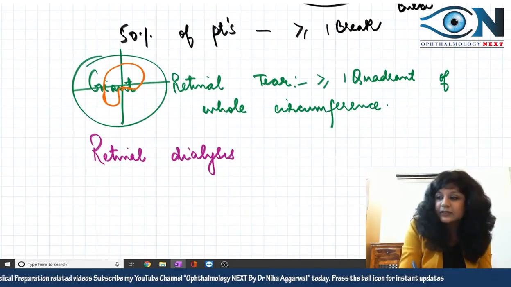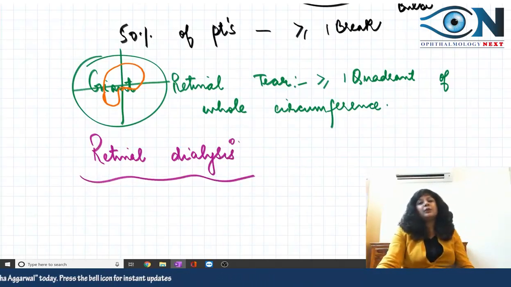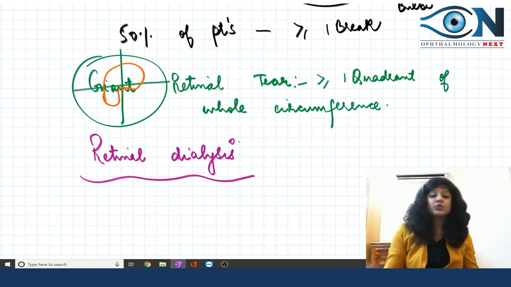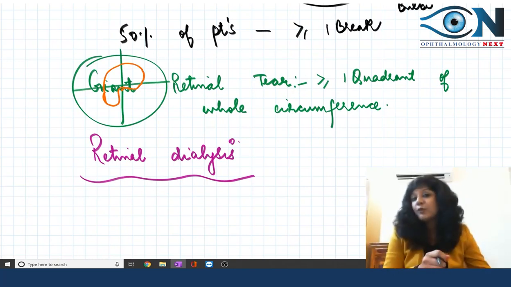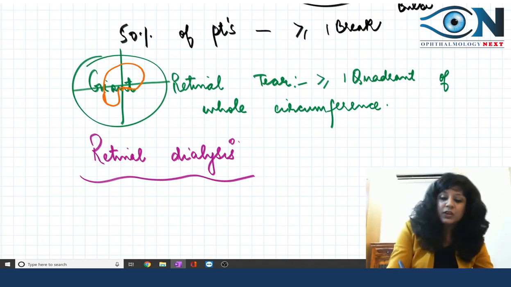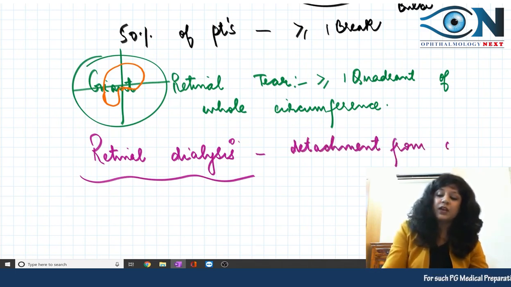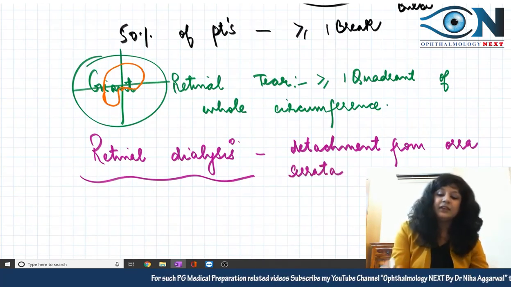Retinal dialysis. Now, retinal dialysis, if you remember when I told you about iridodialysis, it is always a detachment from its root. So, retinal dialysis is also the detachment of the retina from its root. Now, what is its root? The root is the ora serrata. So, if there is a detachment from the ora serrata, then it is called retinal dialysis.